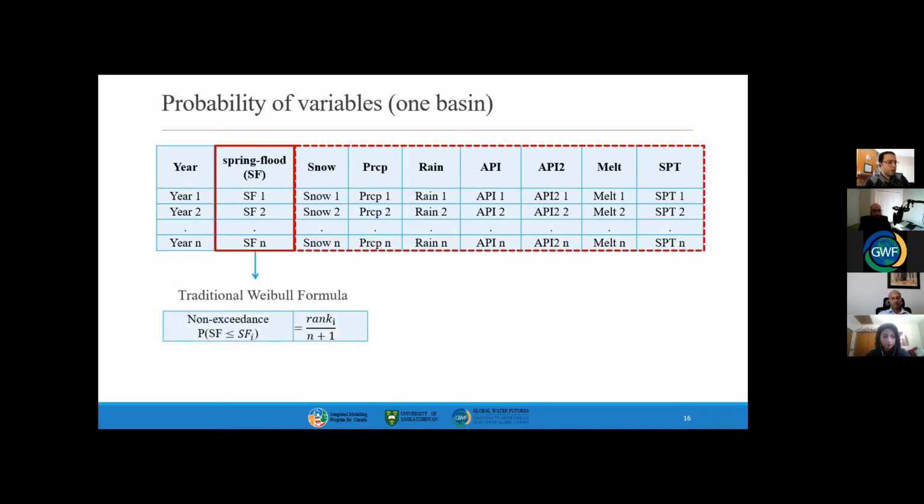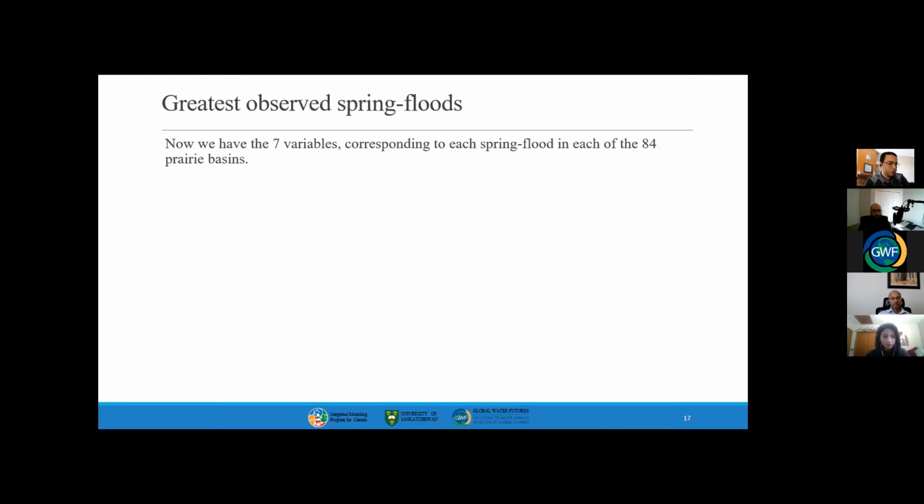The probability of the spring flood, for example, was estimated using the traditional Weibull formula, which says that the non-exceedance probability of any record is equal to the rank of this record divided by the sample size plus 1. However, the empirical non-exceedance probability of each of the 7 variables, the snow, precipitation, rain, up to the SPT, are estimated in a more advanced way to overcome a statistical dilemma. If anyone is interested in knowing about this, we can discuss it at the end of the presentation.